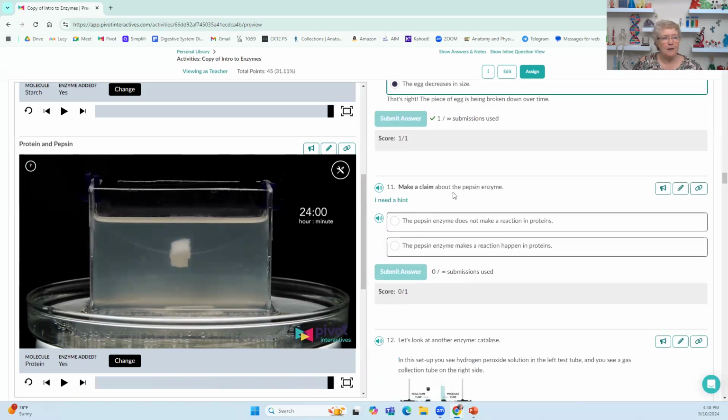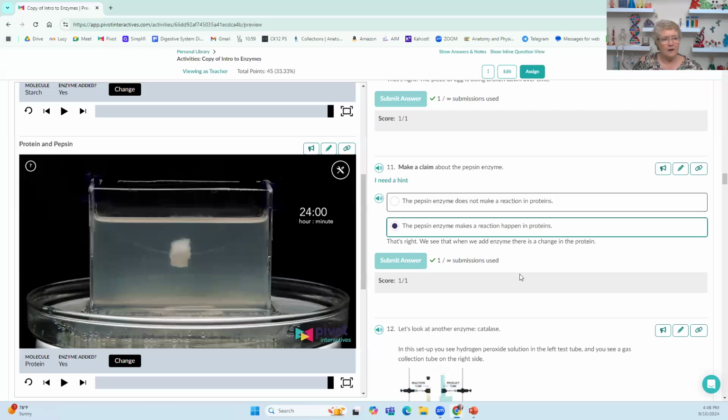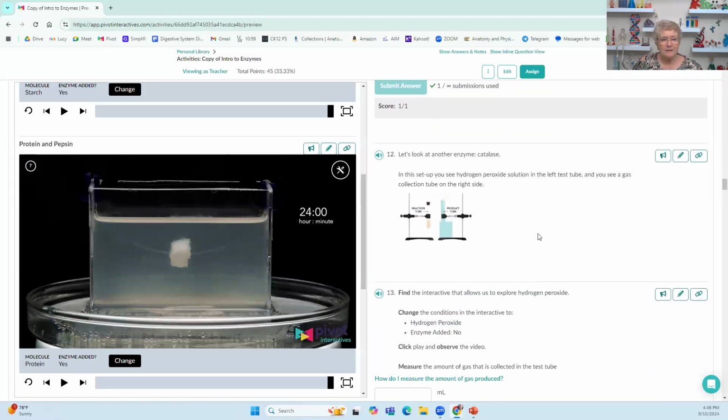So make a claim about the enzyme. It does not make a reaction in protein, or it does make a reaction in protein. It does. We saw the reaction happening. All right, now let's look at another one. This is how we're doing with time. Good. So we have another one. This is the third enzyme that we're going to look at.